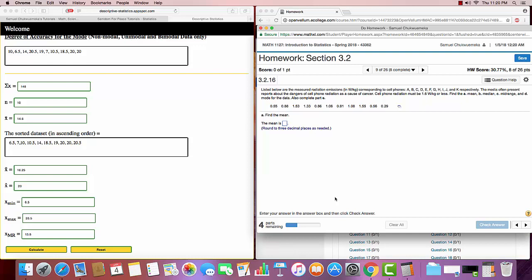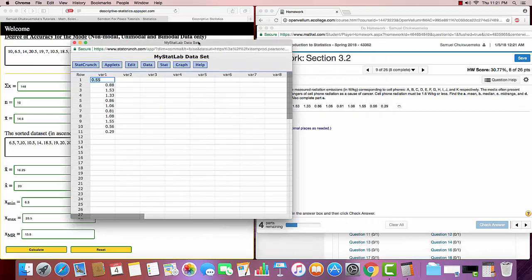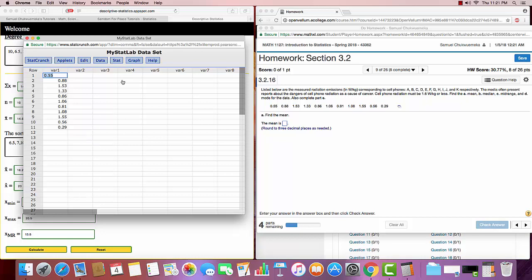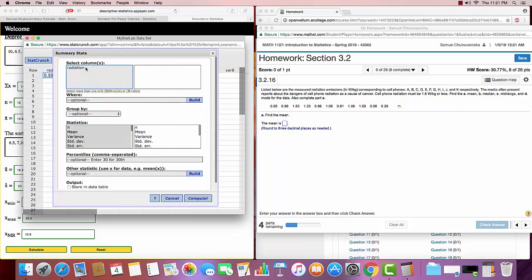Also complete part E. So we go to open in StatCrunch. And these are just radiation emissions, so I'll just call this radiation. I'm going to go to Stats, Summary Stats, Columns, radiation. We need mean. Then the second one, I hold down my command key. Second one is median. Third one is mid-range, so let me get the mean and the max. Mean, max. And the last one is mode.